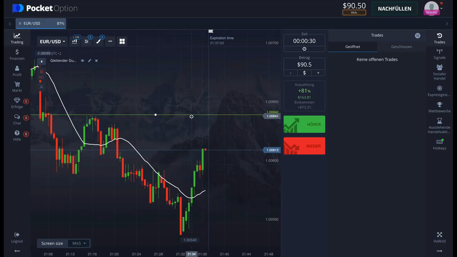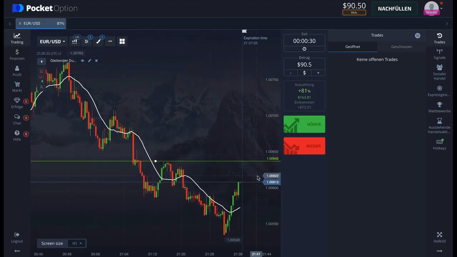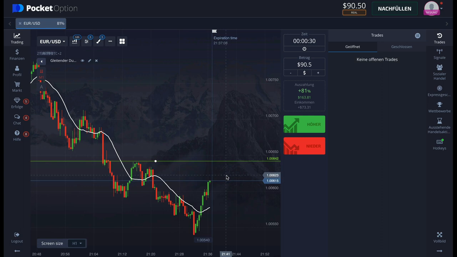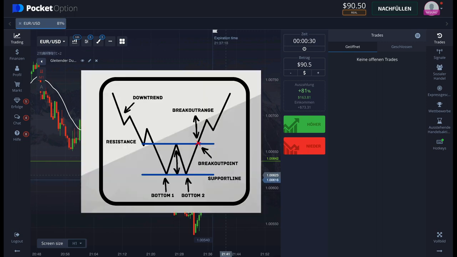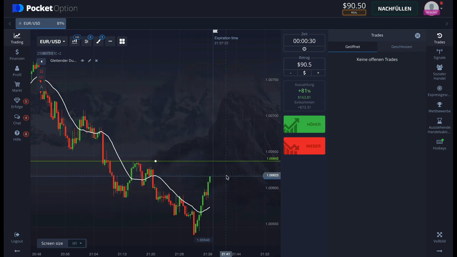Let me show you another example. In this situation I did not follow the moving average strategy, because I saw another opportunity. The green line above is the resistance line. This line helps us to see the market change. If the candle breaks the resistance line, then it will be a bullish situation this time. Let's wait and see.